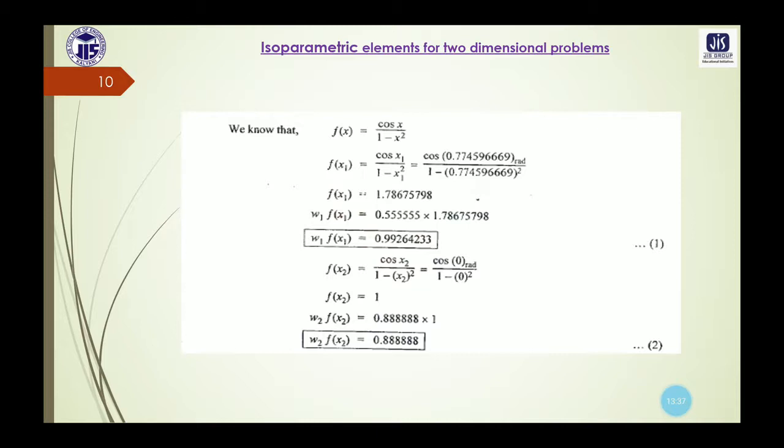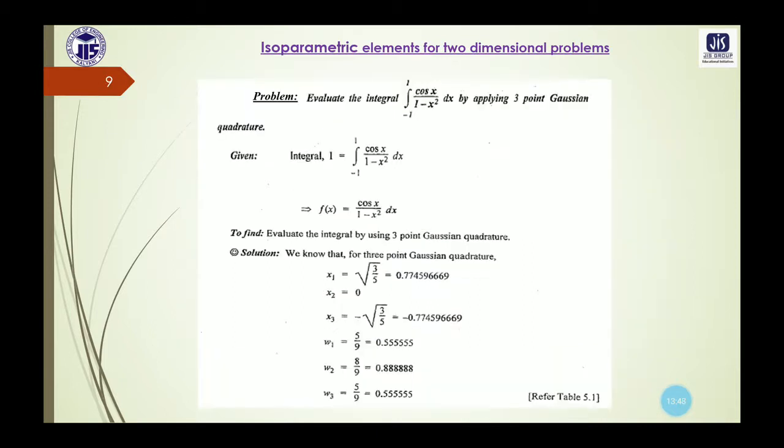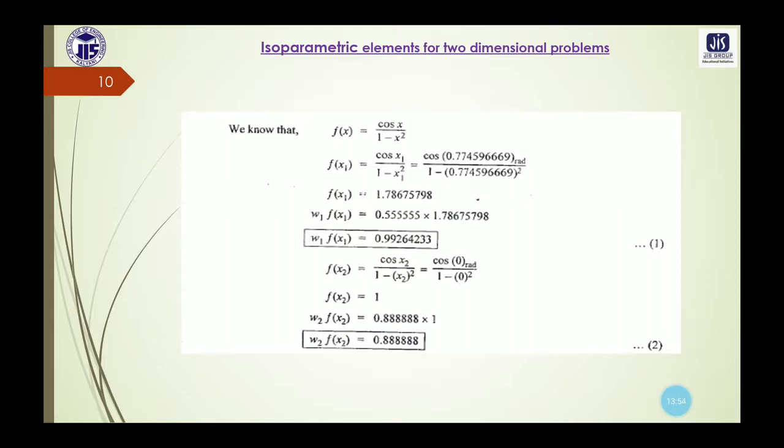Now we need to multiply this with w1, that is the corresponding weight for x1, and that value we have seen that it is 5 by 9. So we need to put this value of w1, and finally we have got the value of w1 into f(x1) as 0.99264233. This is our equation number 1.